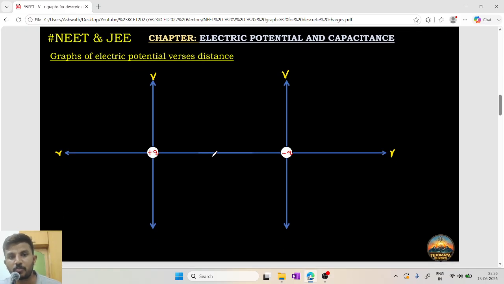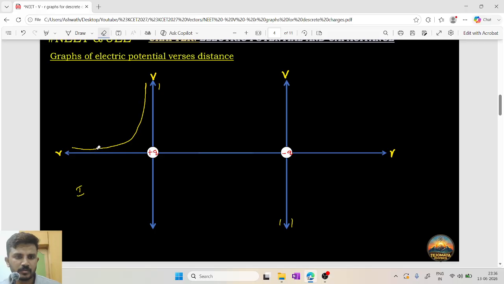So what if we have plus q and minus q? For plus q, start from the positive y-axis. For the negative charge, start from the negative y-axis. So in region 1, the graph will be like this. So electric, let me write like this.